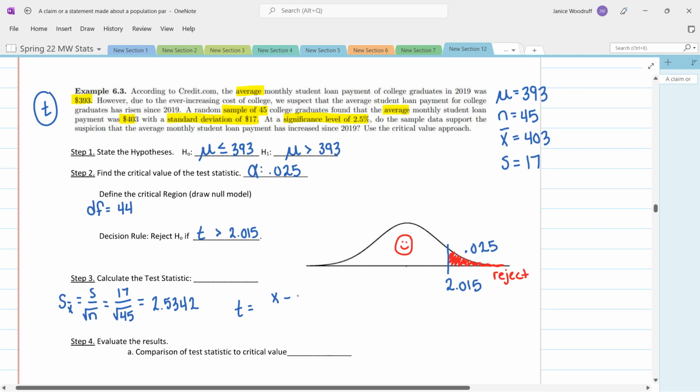X bar minus the mean. Okay. Some weird things going on here. Let me exit out of this and go back in real quick. You guys go ahead and do that calculation.